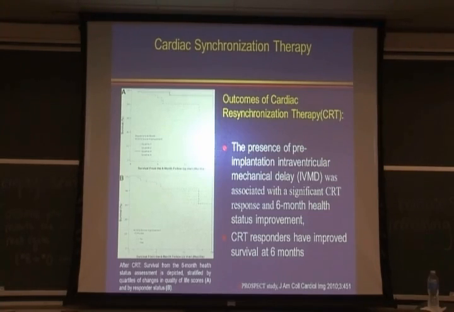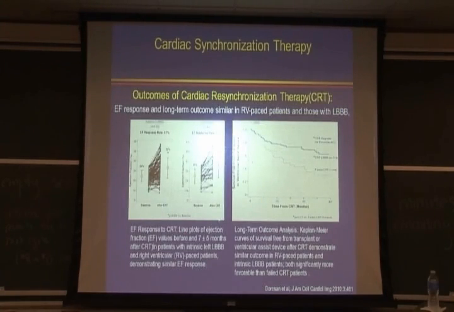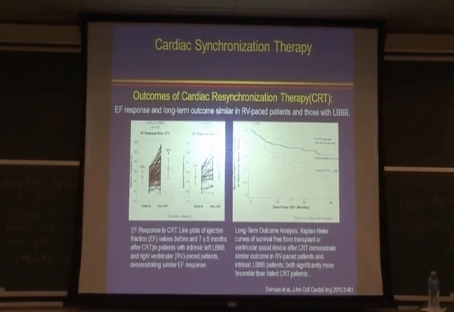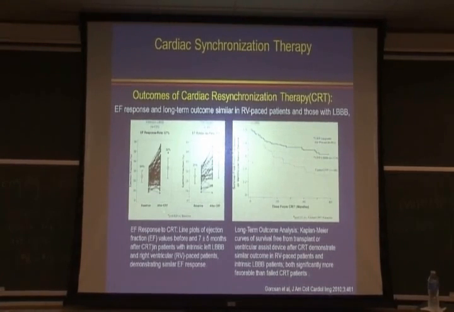So I think I'll stop here, with just one more slide to show that both in left bundle branch block and in right ventricle apex pacing patients, ejection fraction improved. This is a patient before and after CRT therapy. Before, the ejection fraction was about 21%. After resynchronization therapy it was 32%.